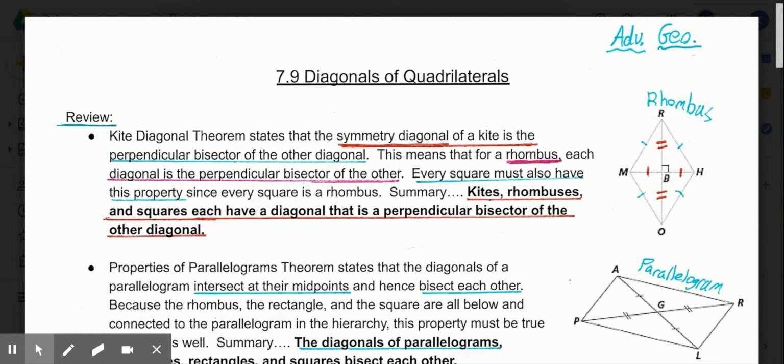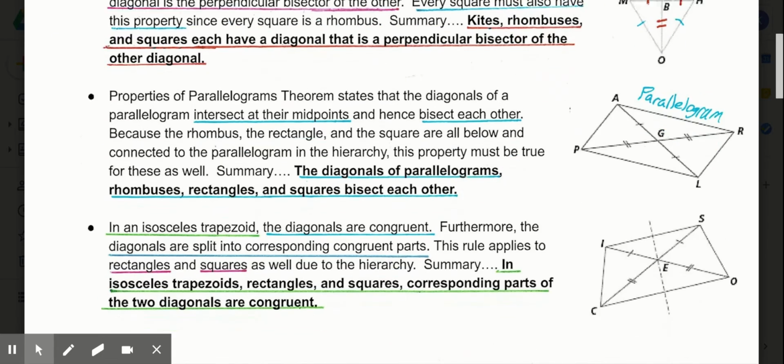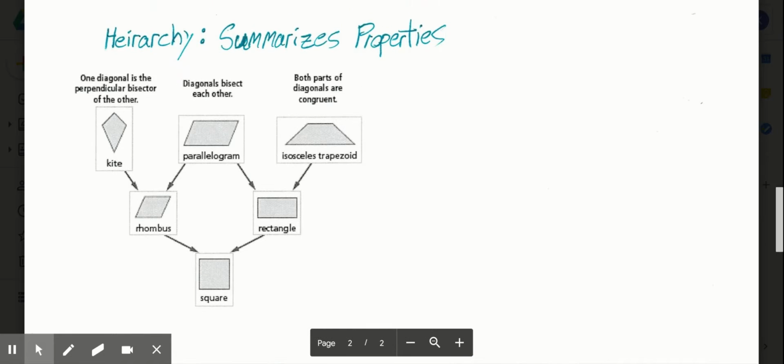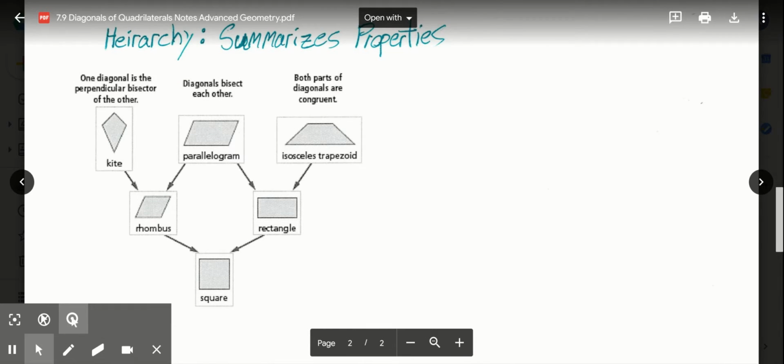Welcome to lesson 7.9, diagonals of quadrilaterals. So basically, this whole lesson is going to come down to a couple key review ideas and summarizing some key properties into the hierarchy of quadrilaterals, which you will see later in the notes summarized here.